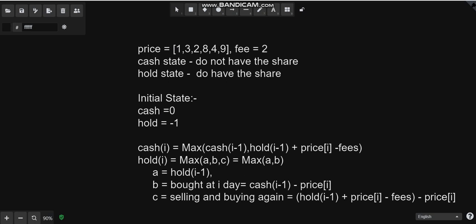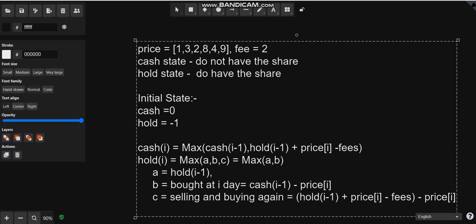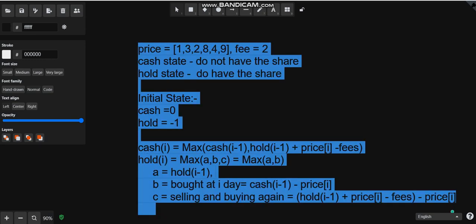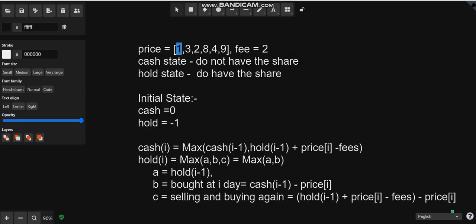And also let us check the hold case. At the first index, let's say we are holding the share. So for the initial part, it would be 0 minus 1. So 0 is the profit, and the current price is 1, so it would be minus 1 in that case. That is how the initial state looks.